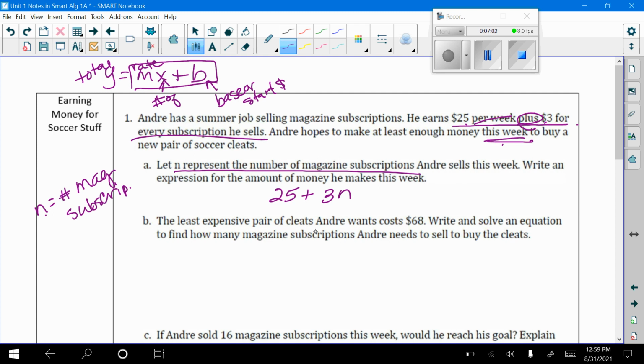The least expensive pair of cleats Andre wants is $68. That's the total he needs. Write and solve an equation now. So this was write an expression, so there are no equal signs. This is write an equation, meaning I'm going to have an equal sign. So 68 is equal to, and then go ahead and put down his value, 25 plus 3n.